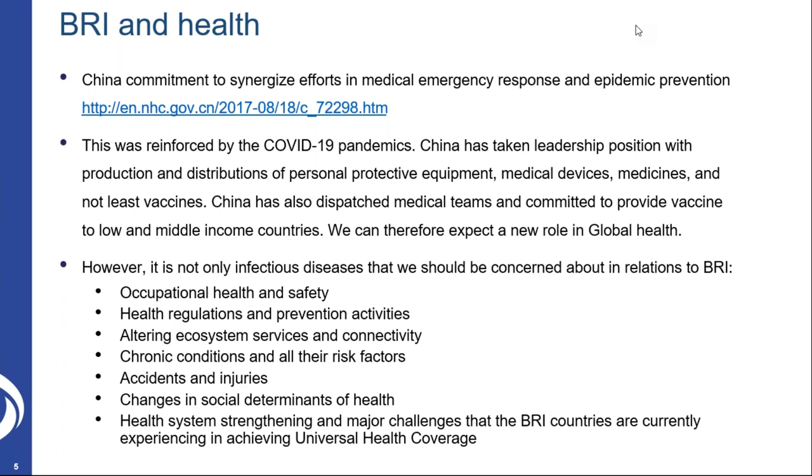Then there are chronic conditions with all their risk factors, accidents and injuries, and social determinants of health. In the first presentation, we saw how important the issues of inequality are. And then health system strengthening: if we talk about the Sustainable Development Goals, there is the importance of achieving universal health coverage, but we know that not all countries are at the same level of development.